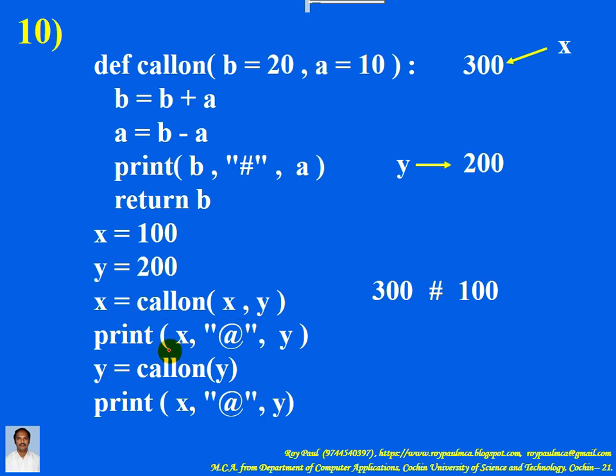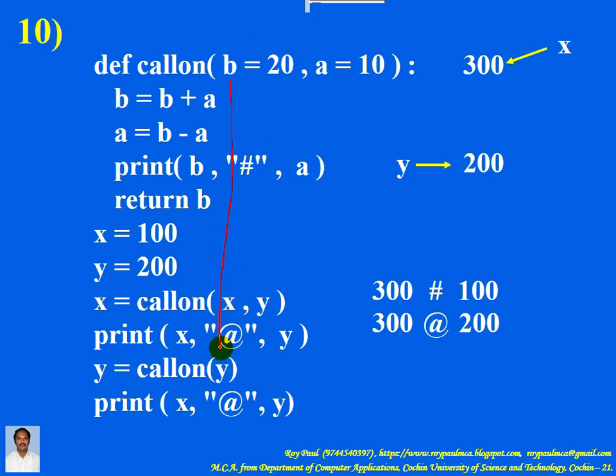Again, here you get the answer, print X. What does X contain? 300. So 300 will be printed, followed by @ followed by Y. What does Y contain? 200. Now again you call the function. So control reaches the point where the function is defined. Now first argument y is passed to first parameter b.